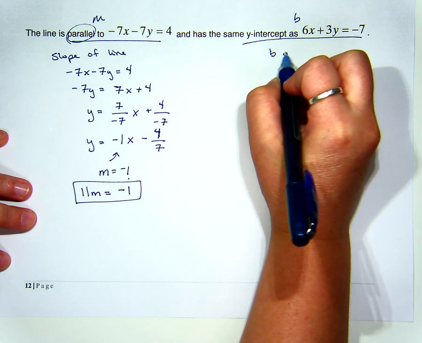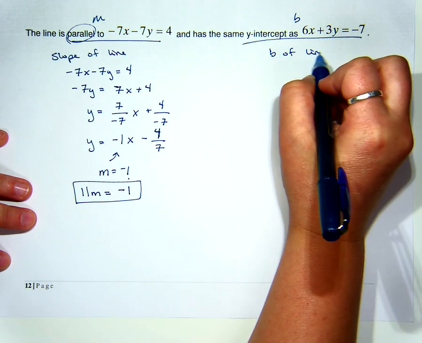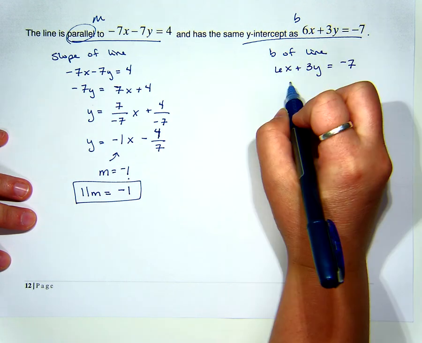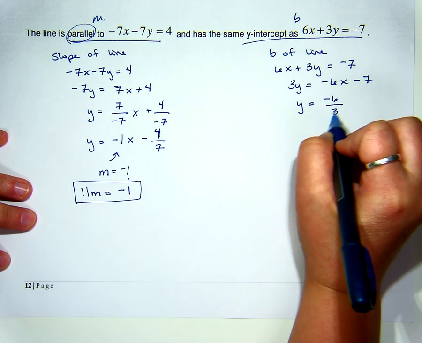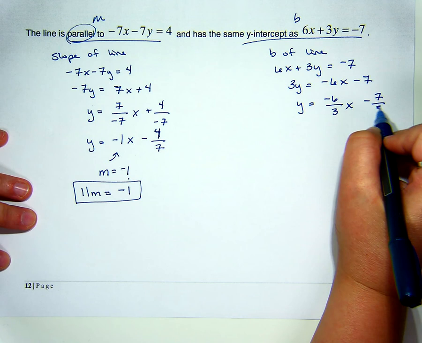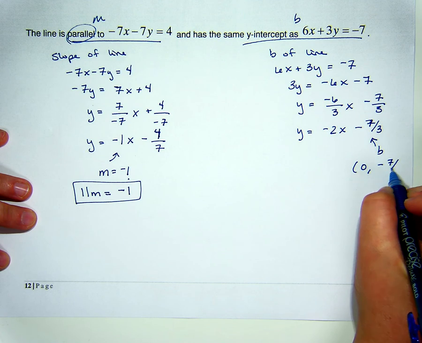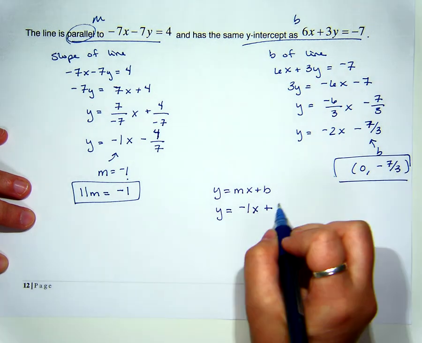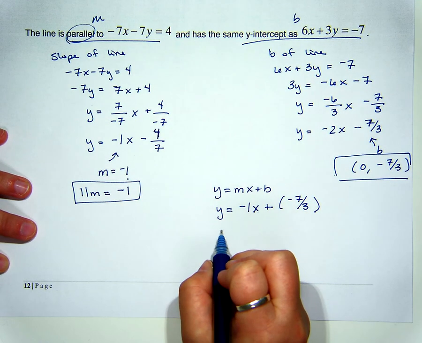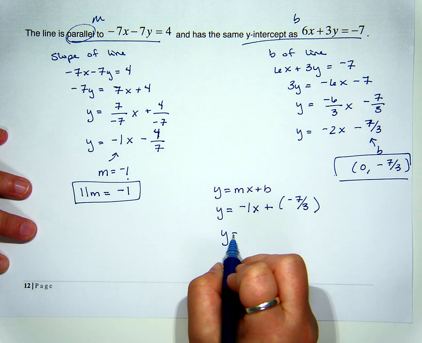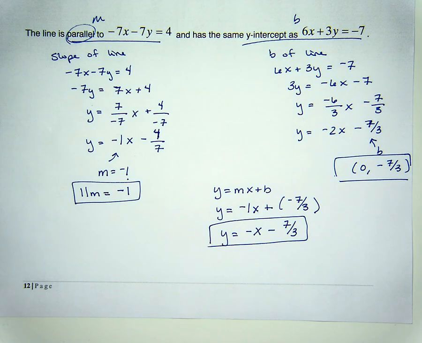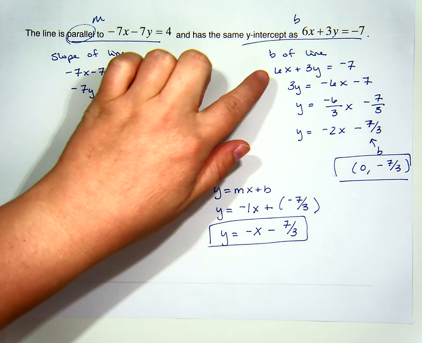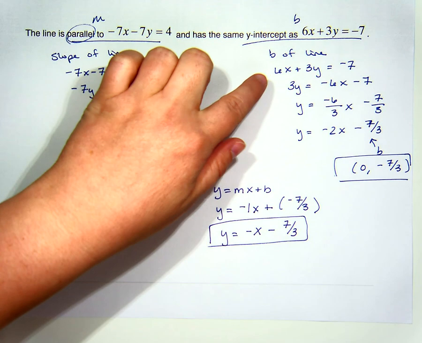Here, I want the b of this line. Well, again, solve for y. Finish this out. So the b is a number by itself, so the b here, or y-intercept, is negative 7/3. So I want y equals mx plus b. Well, I have my m is negative 1 for x plus my b, negative 7/3. Cleaning this up just a bit. And here we have our finished equation. Using the slope that's parallel to this and the y-intercept of this equation. Simply putting it together in the slope-intercept form.